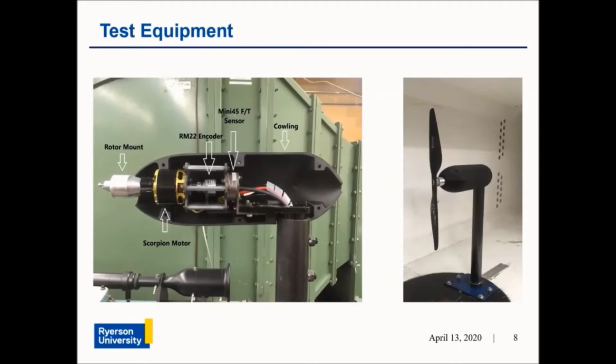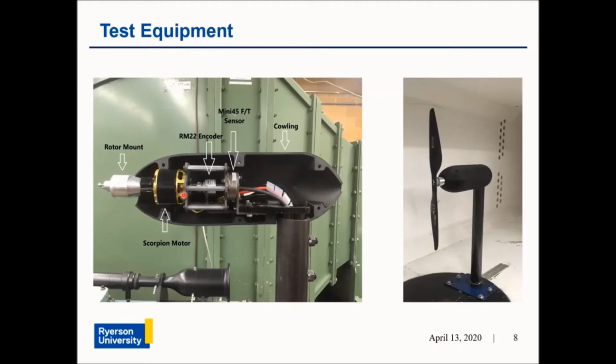The rotor blades used in these tests were attached to the rotor mount that is shown here. The Scorpion motor attached to it was controlled by an electronic speed controller that was attached to the power supply and the data acquisition system, and was responsible for spinning the rotor blade. An RM22 rotary magnetic encoder was used to measure the RPM of the Scorpion motor shaft.